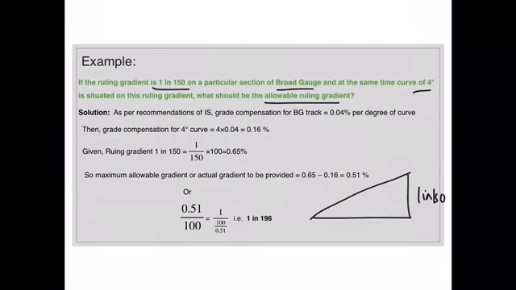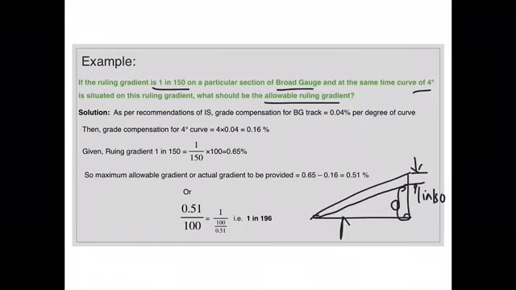Whenever there is a combination of gradient as well as curve, we have to slightly reduce the gradient provided. That is the grade compensation. Now they are asking us to calculate the actual gradient that is provided. So first write down the data that is given: ruling gradient is 1 in 150, and it is a broad gauge track.